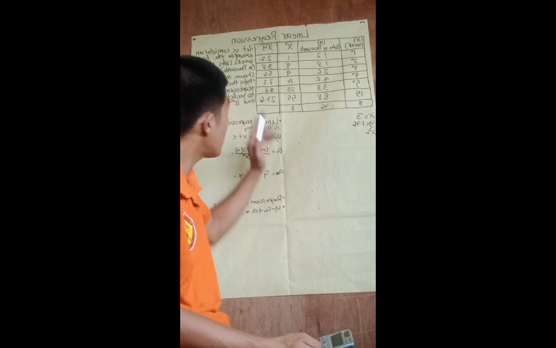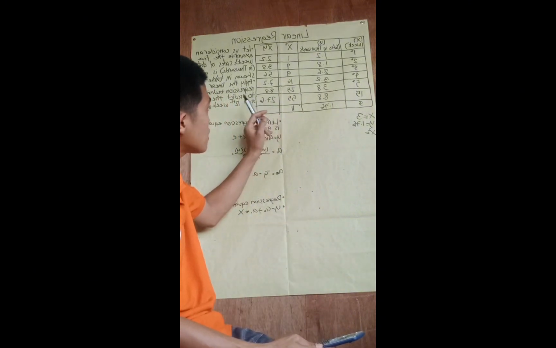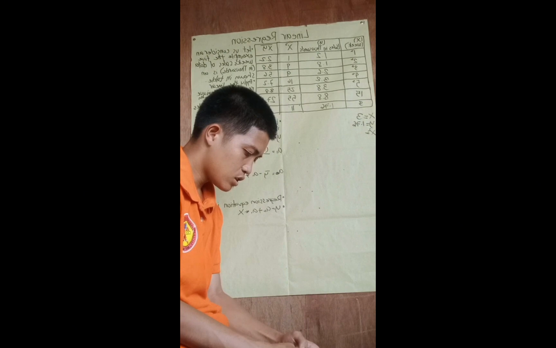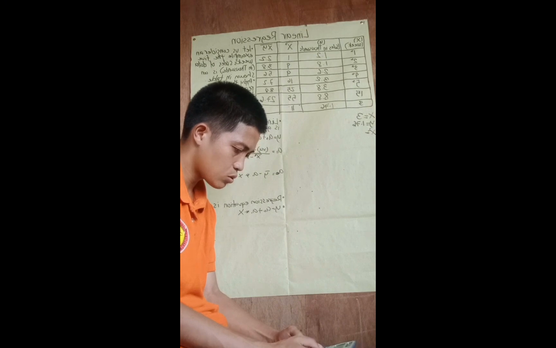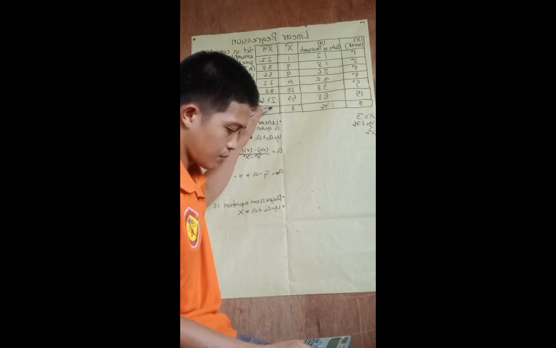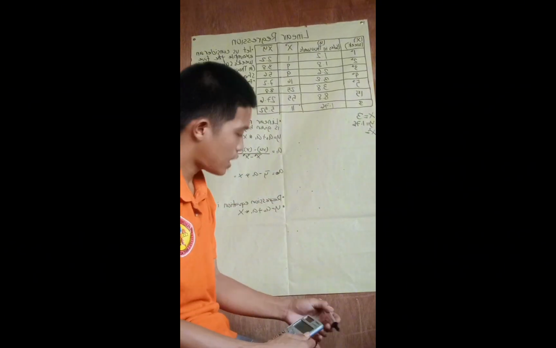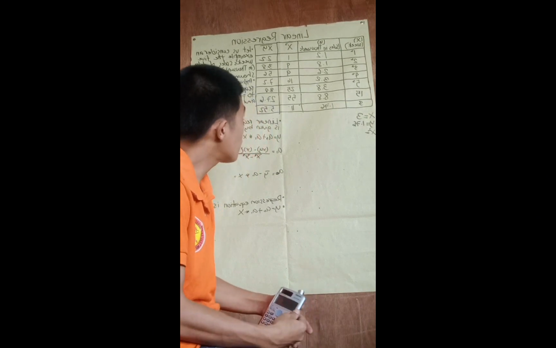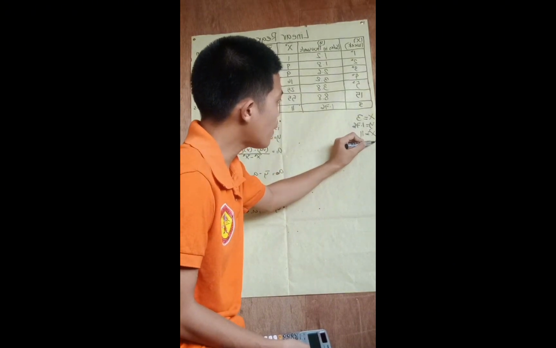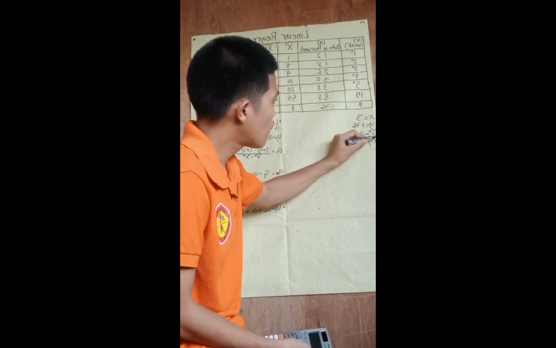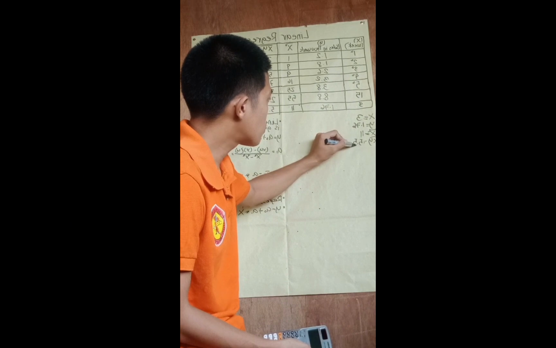To get the mean of x and y, we divide the sum of x and y by 5. 27.6 divided by 5 is equal to 5.52. So the mean of x squared is 11 and the mean of x and y is equal to 5.52.